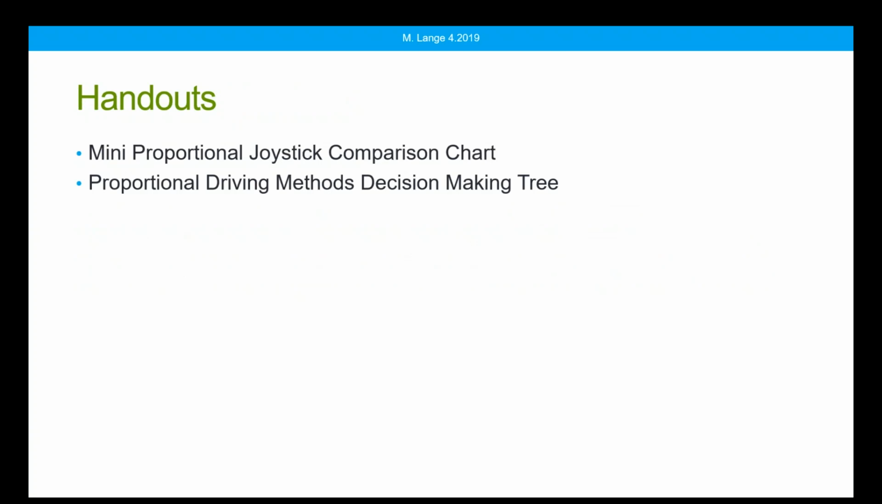There are 2 handouts that go along with this course. First is a comparison chart of available mini proportional joysticks on the market, and second is Proportional Driving Methods Decision-Making Tree. We'll be using that somewhat as a basis for this course as we move through somewhat of a hierarchy of decision-making in determining the best proportional control for an individual client.